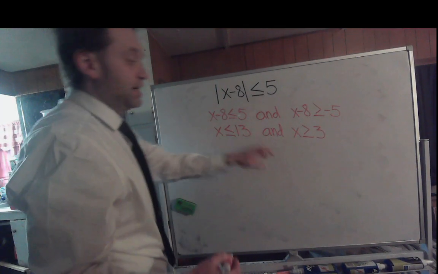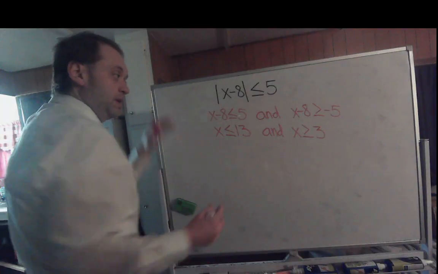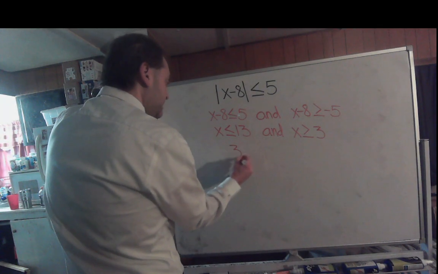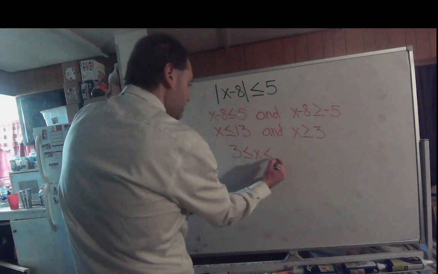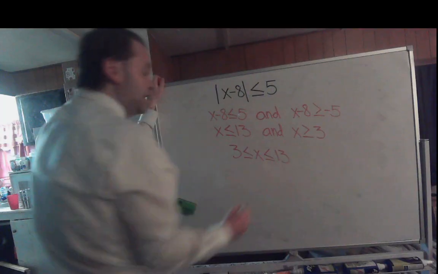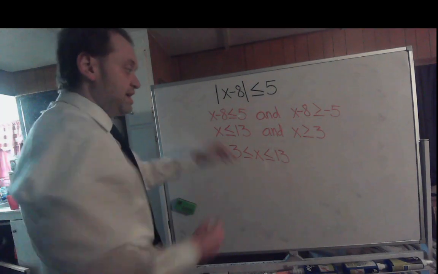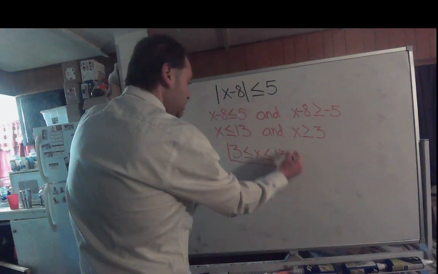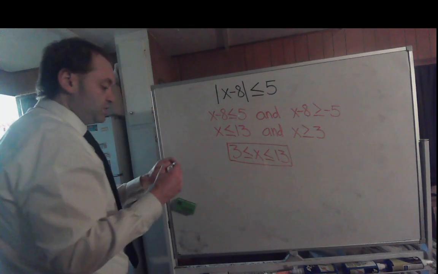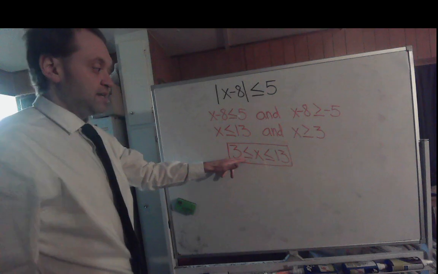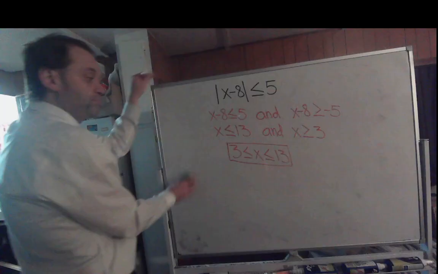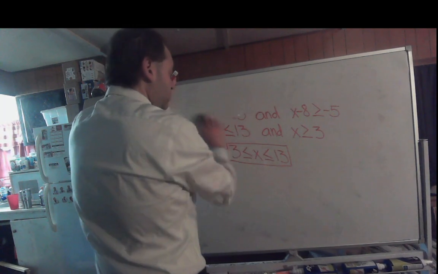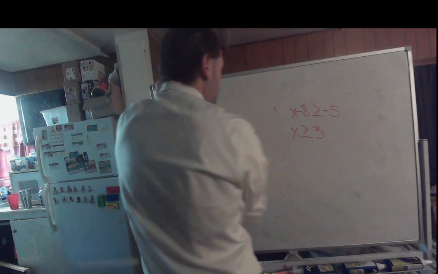All right, so if x is greater than or equal to 3, that means 3 is less than or equal to x, and then you have that x is less than or equal to 13. So whenever you have an and set, you'll have one compound inequality. So the solution here is that 3 is less than or equal to x, which is less than or equal to 13. If you have or, you have disjoint sets then.